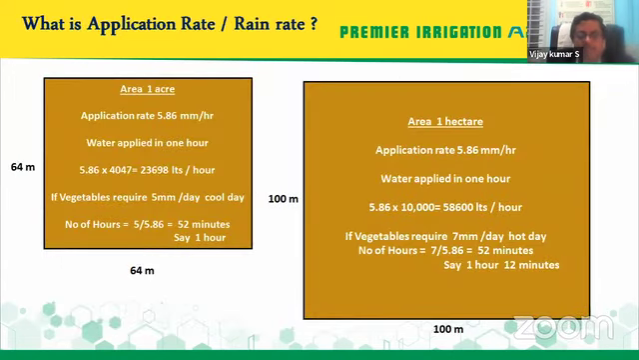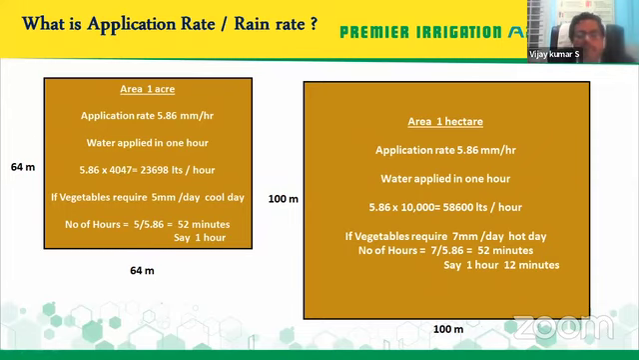So again, you have to understand this in terms of converting the millimeters per hour into the amount of water that you have to apply for 1 hour. So if I take the same example of 1 acre, an application rate of 5.86 millimeters per hour means that you are going to apply 23,698 liters. How did I get that? 5.86 multiplied by the area. Because 5.86 liters per square meter multiplied by square meter, the meter squared gets cancelled. What will remain is only the liters. So 5.86 multiplied by 4047 will give me 23,698 liters.